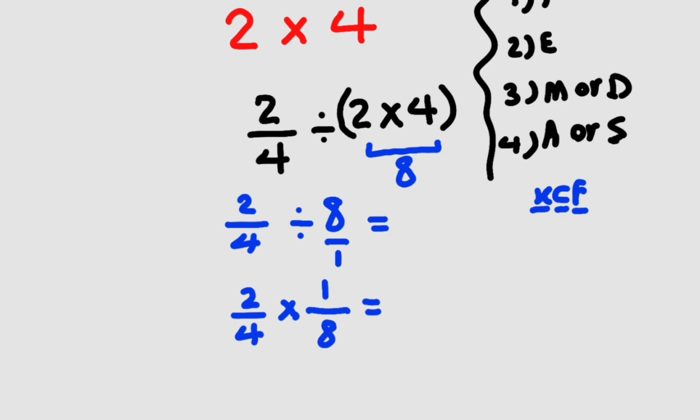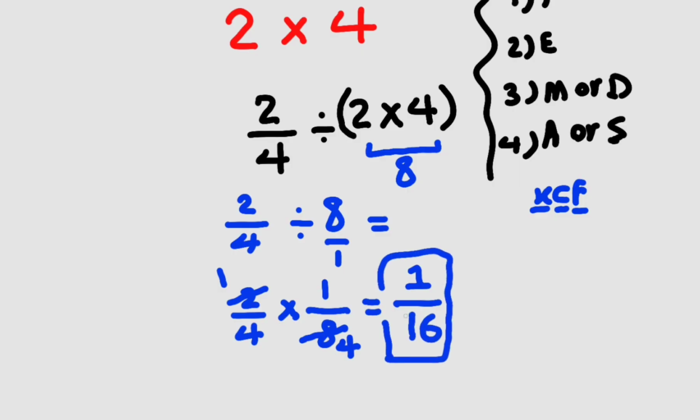So we can simplify this expression. 2 divided by 2 gives us 1. 8 divided by 2 gives us 4. Now we have 1 times 1 gives us 1, and 4 times 4 gives us 16. The final answer is 1 over 16.